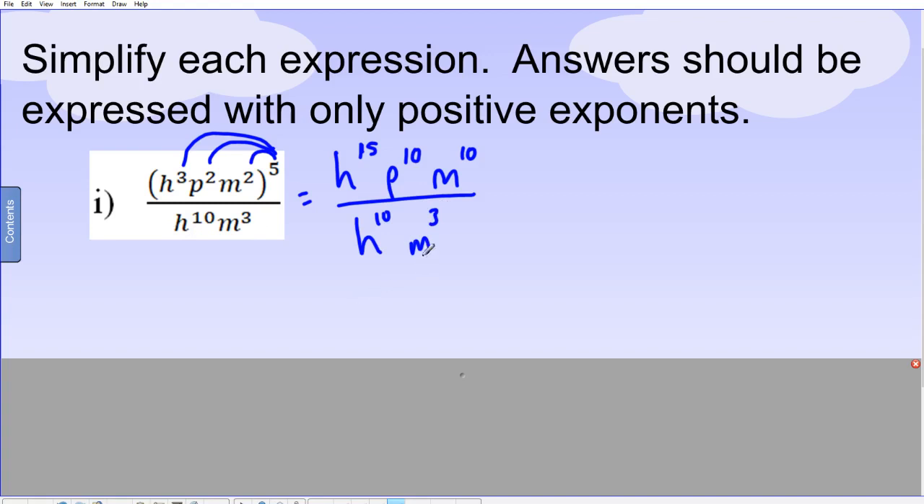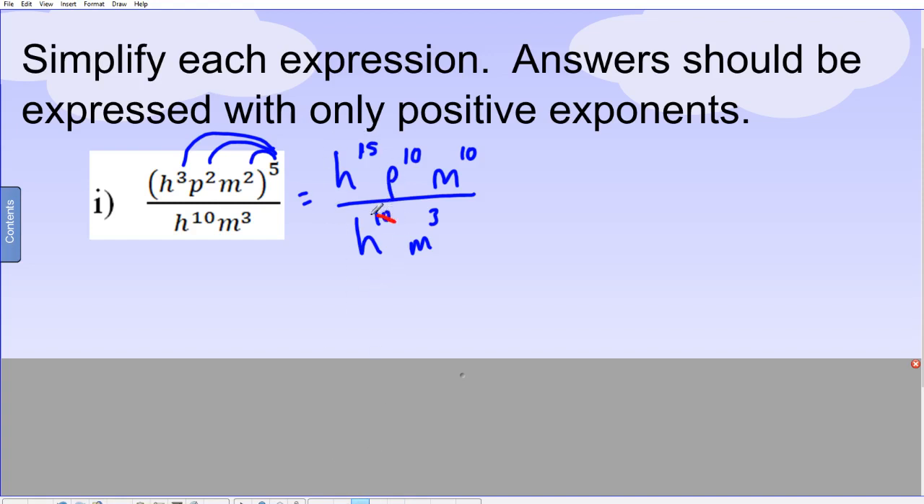All right. I look at the top. Is there anything else I can combine together? The answer is no, because these all have different bases, h, p, m. And there's nothing I can do on the bottom because they have different bases. So now I start looking, is there anything I can cancel top and bottom? Looking for the same bases. So like here, I've got 2 h's. These h's, I can do a little bit of canceling.